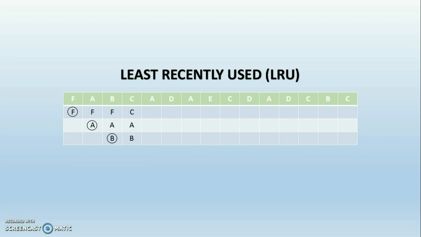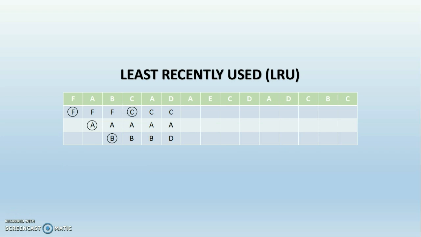After that, the demand page of C needs to be paged into the memory. So in order to choose our victim page, we need to see which pages are not recently used. F, A, and B. We can see that F is the least recently used. So we replace page F with page C. Then page A is needed. Page A is already in main memory, so there is no page replacement and no page fault.